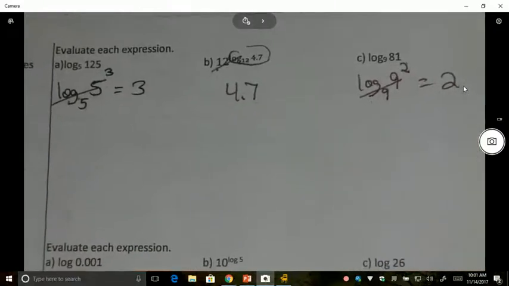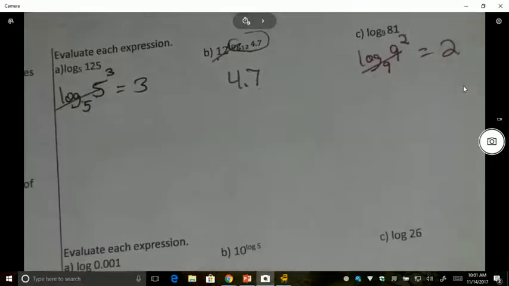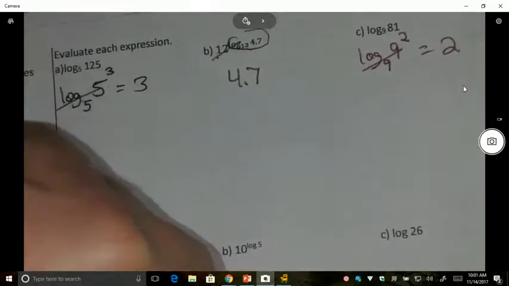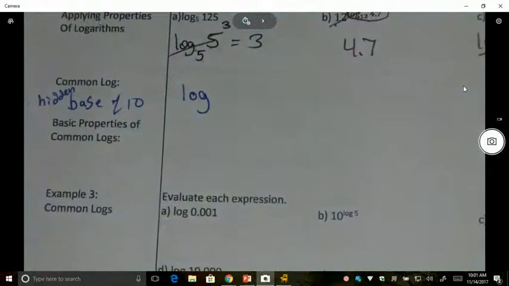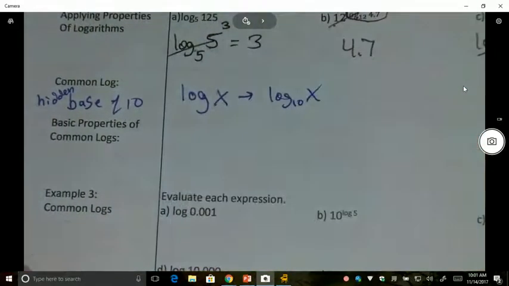Any questions on those? Our common log has a hidden base of 10. So it's kind of like the 1 that's always hidden in multiplication, or the square root. We don't put the 2 there. We know that we're doing the square root. And then if we see another number, then we know it's the number of roots that appear right by the radical. So if you see log of x, that's really log base 10 of x.